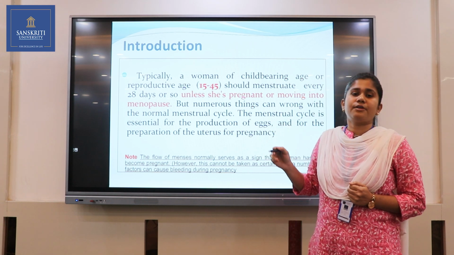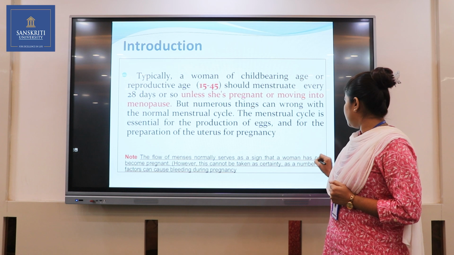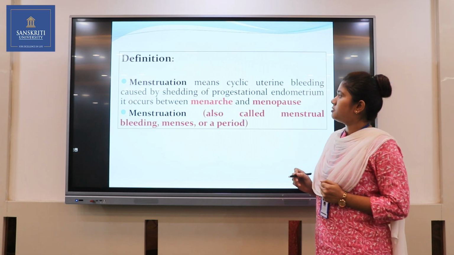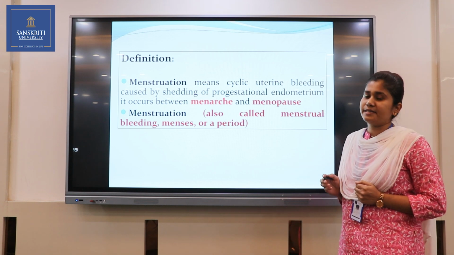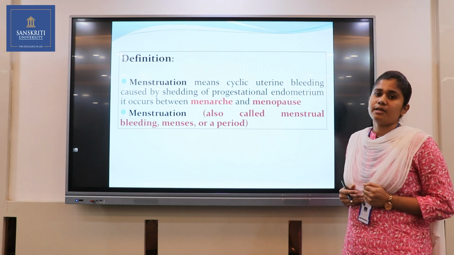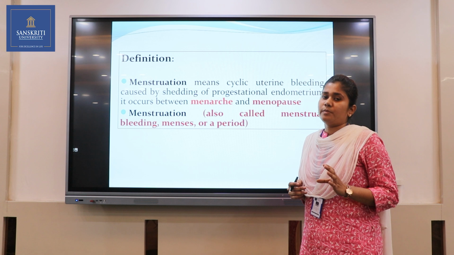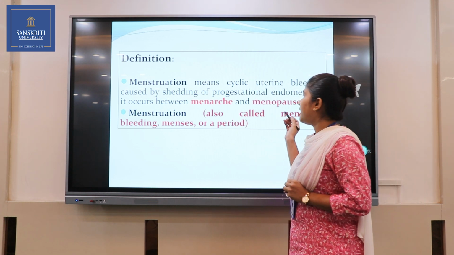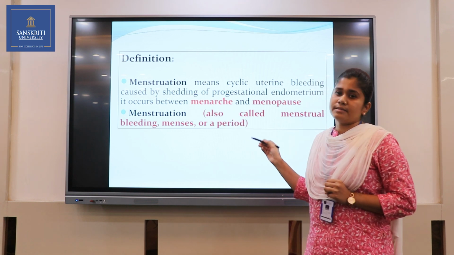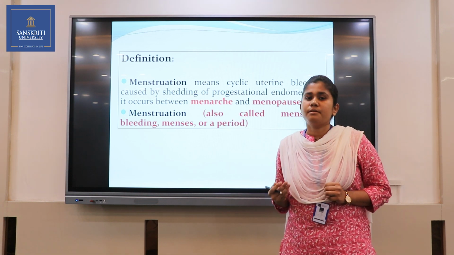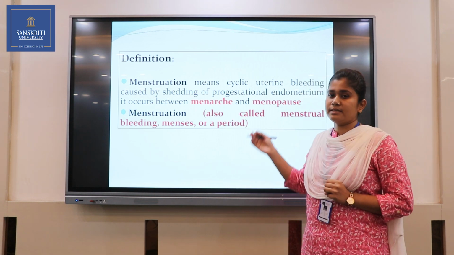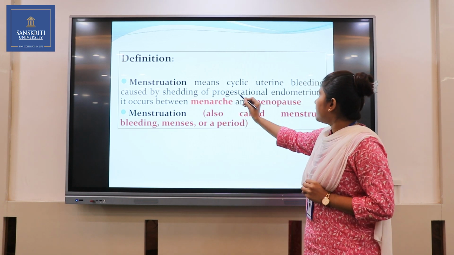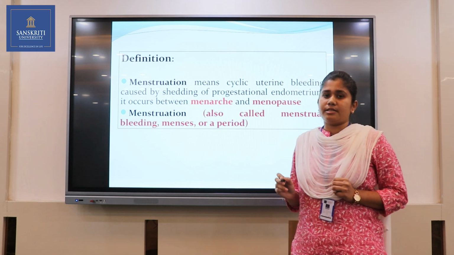Next we will see the definition of the menstrual cycle. Menstrual cycle means cyclic uterine bleeding caused by shedding of the progestational endometrium. It occurs between menarche and menopause. The term menarche means the beginning of the menstrual cycle, and menopause means permanent cessation of the menstrual cycle.